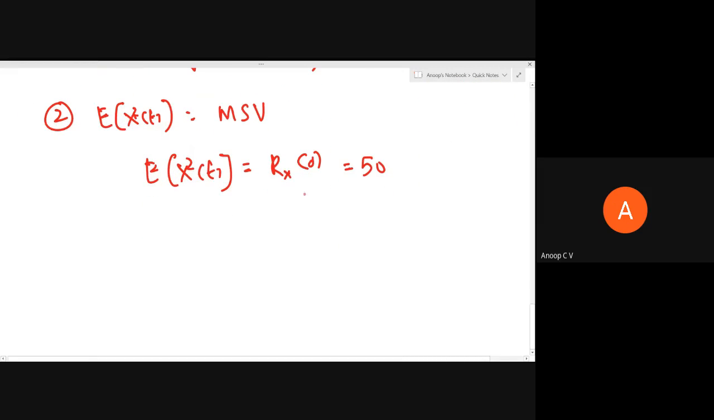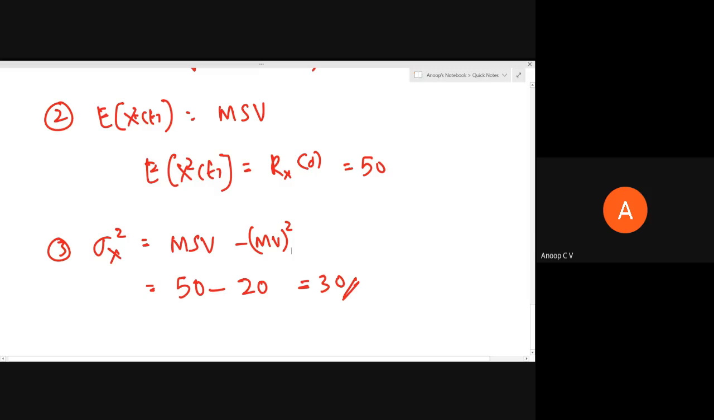So Rx of 0 is equal to 50 now. Then what will be the variance? It's again straightforward. Variance is, we know, mean square value minus mean value square. The mean square value, we know, is 50, and the mean value square is equal to 20. So this is equal to 30.